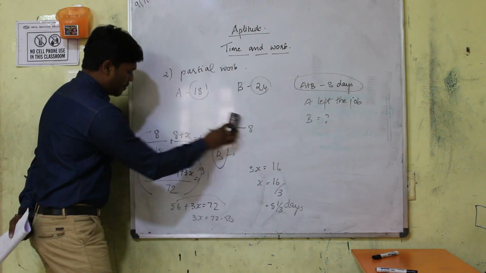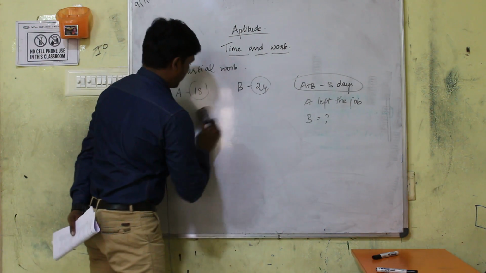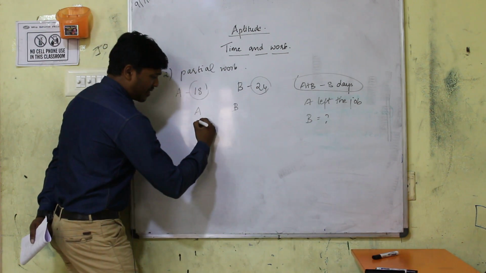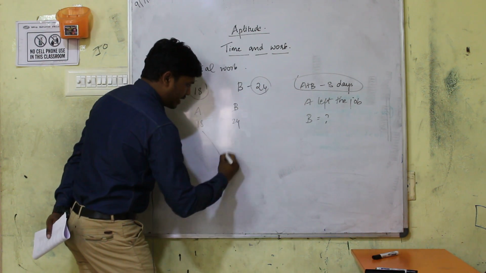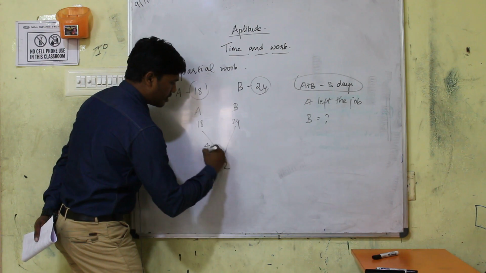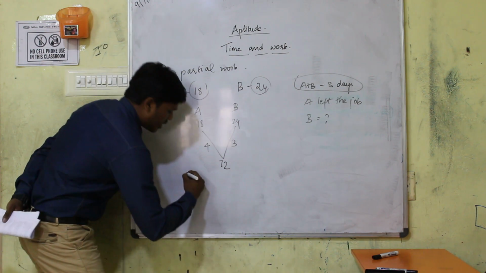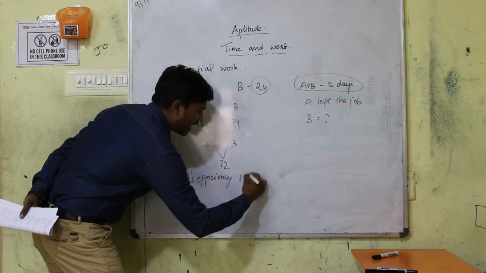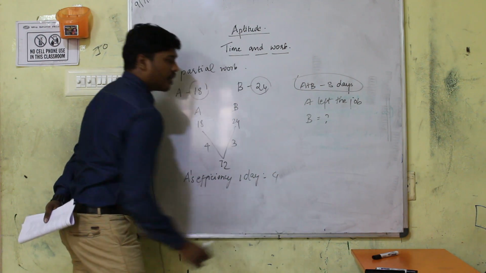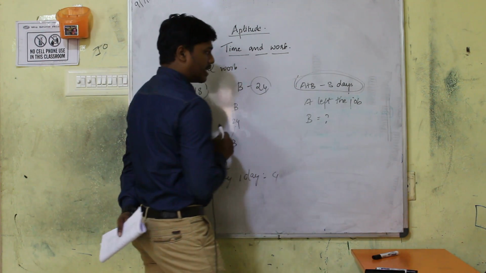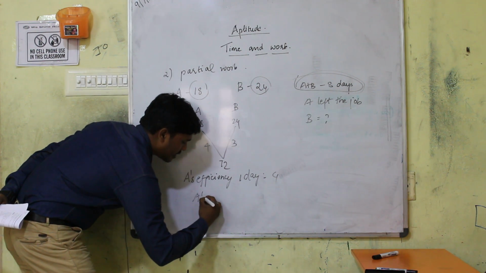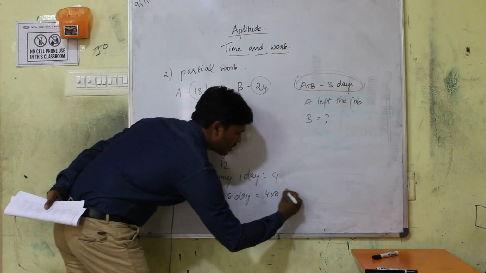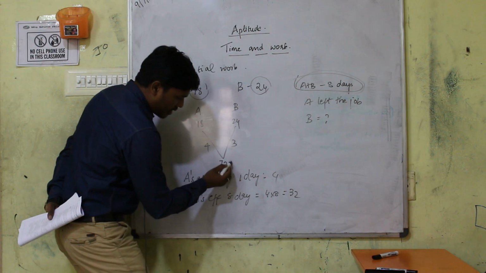So type 2 in this sum, using the LCM type. A can do that work in 18 days, B in 24 days. LCM of 18 and 24 is 72. This is 4 times and this is 3 times. So A's efficiency in 1 day is 4. We know that A and B are working together for 8 days. So A's efficiency for 8 days would be 4 into 8, which is 32. So total work is 72.